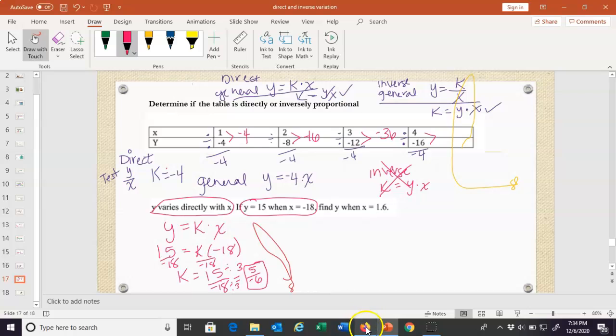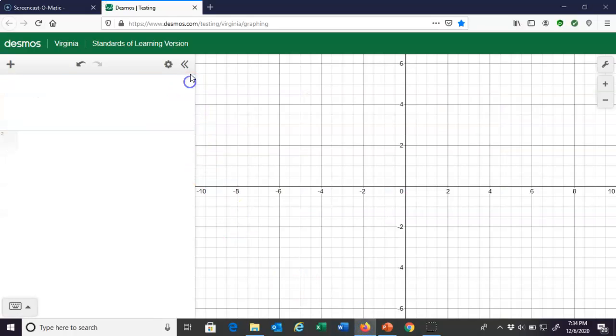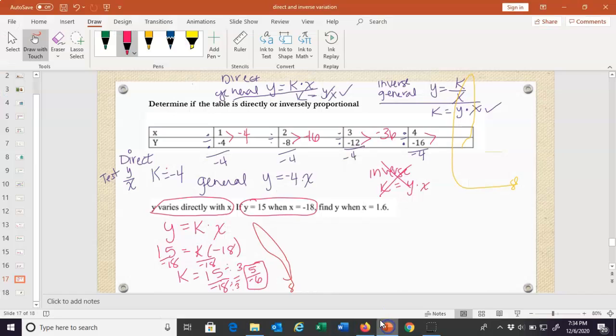We can also do this in the calculator. So 15 divided by negative 18, and hit your fraction button, and there it is, negative 5 over 6. It reduced it for us. So that's our k value. Plug it back into your general form. You get y equals negative 5 over 6 x. Now we have a general rule that we can use for any x and y values.